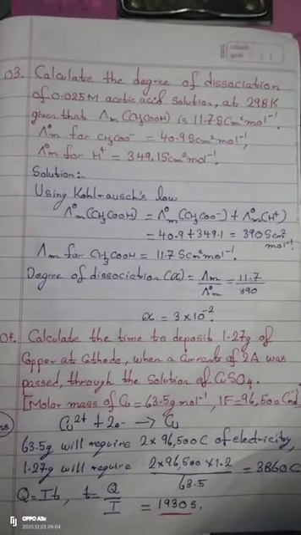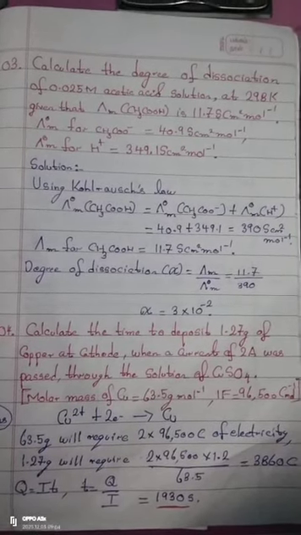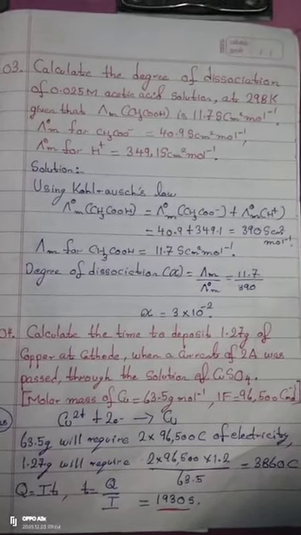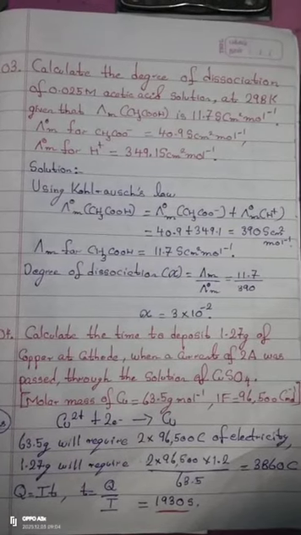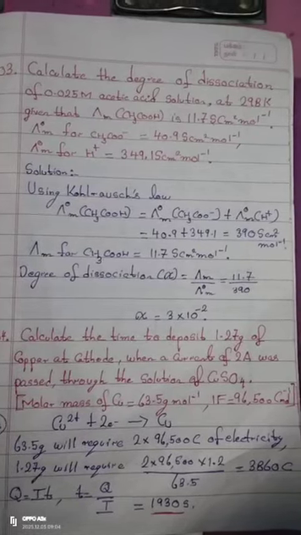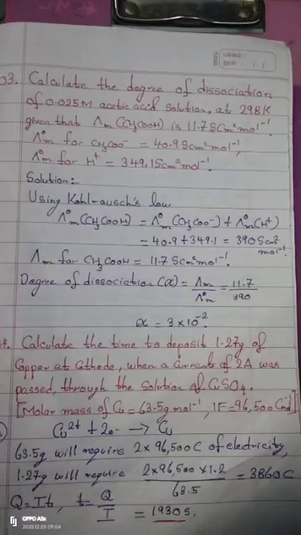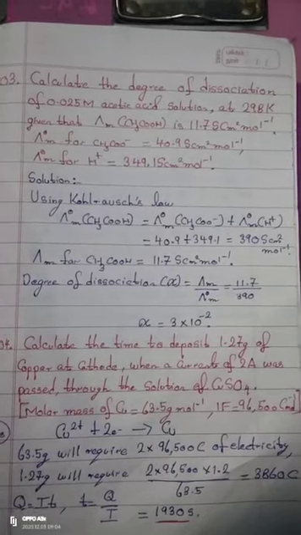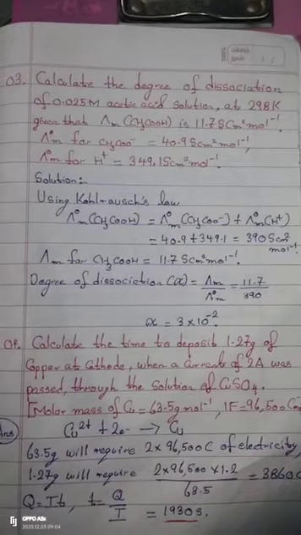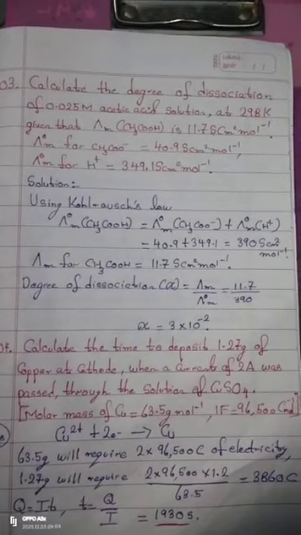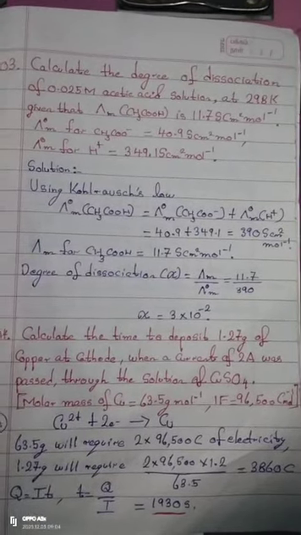Here, the electrolyte is acetic acid, that is a weak electrolyte. It dissociates into acetate ion and H+ ion. Hence, molar conductivity at infinite dilution of acetic acid equals molar conductivity at infinite dilution of the cation and the anion summed up, that is 40.9 plus 349.1, which comes to a total of 390 S cm² mol⁻¹. Λm, molar conductivity for acetic acid, is 11.7 S cm² mol⁻¹.